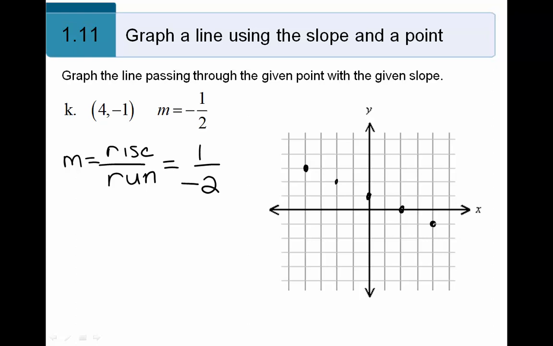If you just plot 4, -1, rise 1, run -2 to plot one additional point and then sketch your line, that's probably all that you need to do, unless your assignment tells you to do something different.